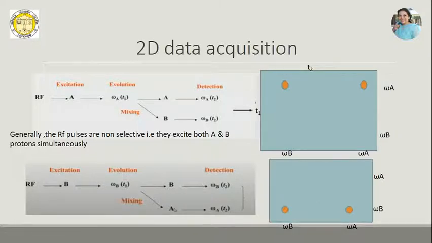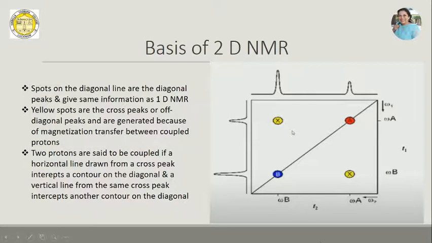Let's look at the next slide. Now if you look at this next slide, we can see 4 spots here. This particular spot in red and the blue spot are on the diagonal line in the spectra and are referred to as diagonal peaks.